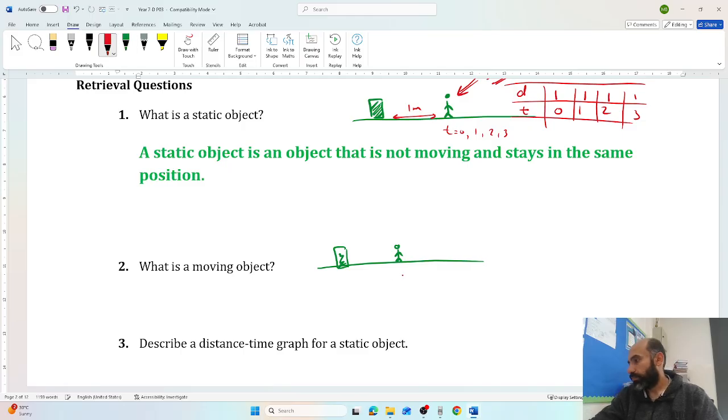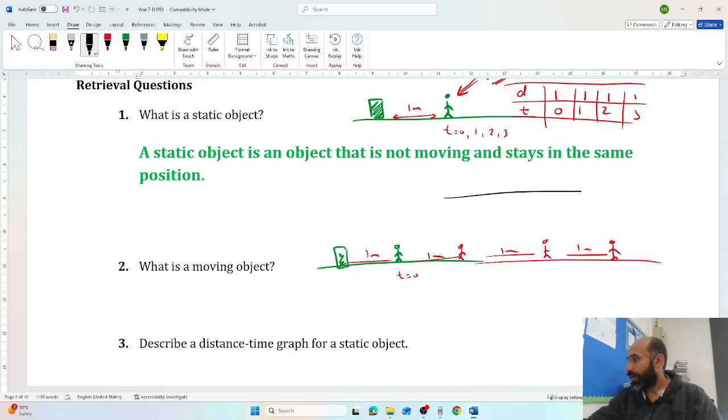When time was maybe 0, the distance between this object and this reference was 1 meter. After 1 second, this object just moved another 1 meter. After 1 more second, this object moved another 1 meter. After another second, this object moved 1 meter, and so on.